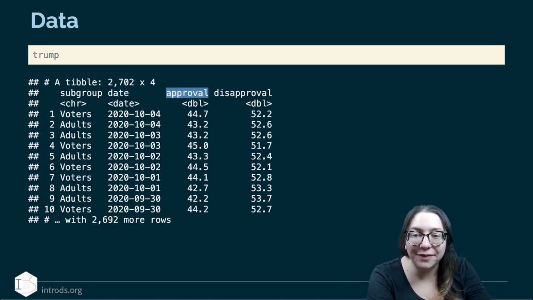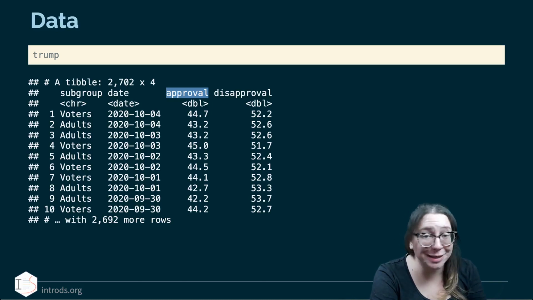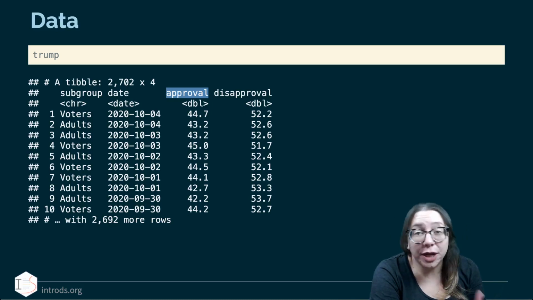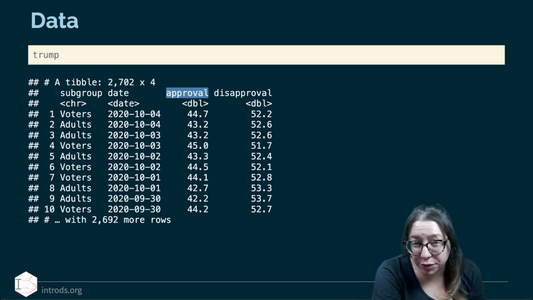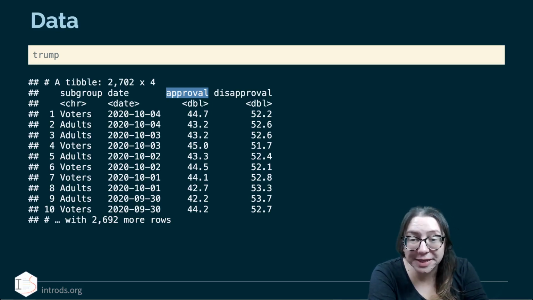And then for any given day, we have the 538 estimate for the approval rating. Now, I want to be very clear. This is an estimate based on their models. This is not some hard truth. 538 tends to be pretty good at their estimates. They're also pretty transparent about how they do the estimates. So if you want to read about them, you can go ahead and do so on their website.